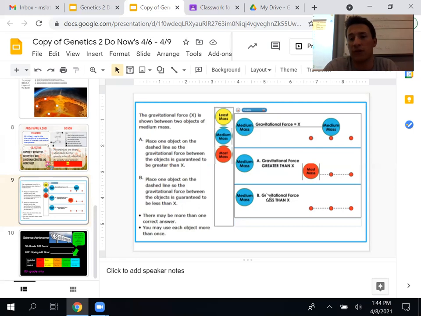For B, it says to place one that's less than. Well, let's go to the extreme. Let's allow something to be the least amount of mass possible in the farthest distance away. Because it's far away, our gravitational force is less. And also because it's less mass, the gravitational force will be less as well.